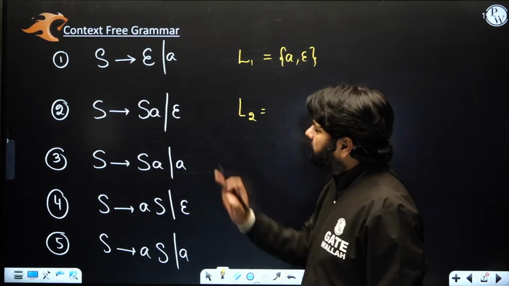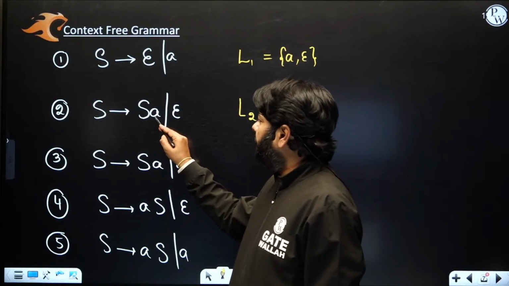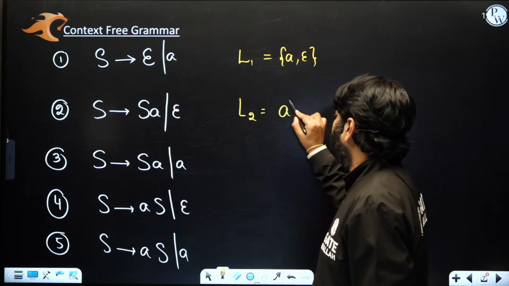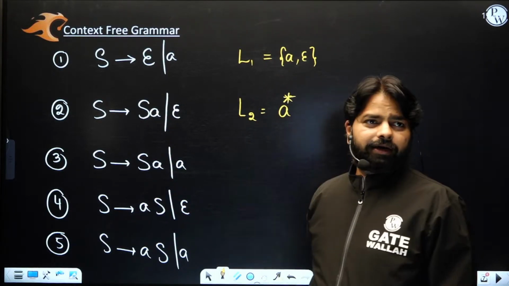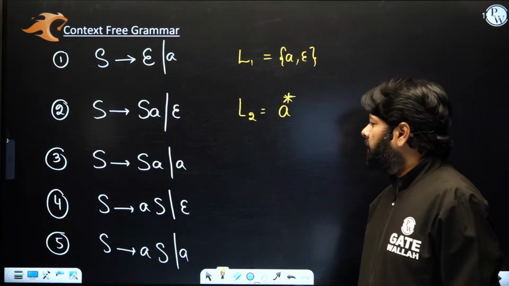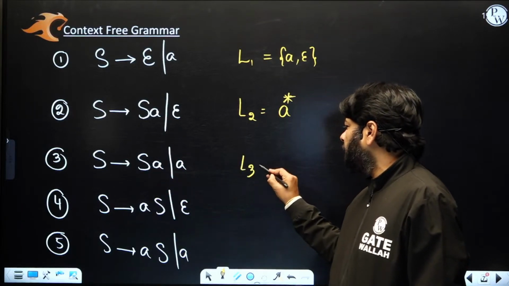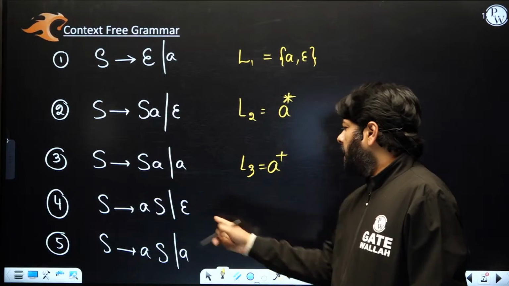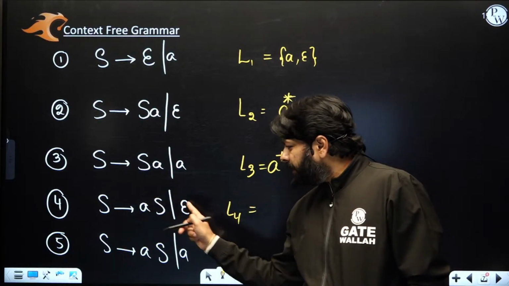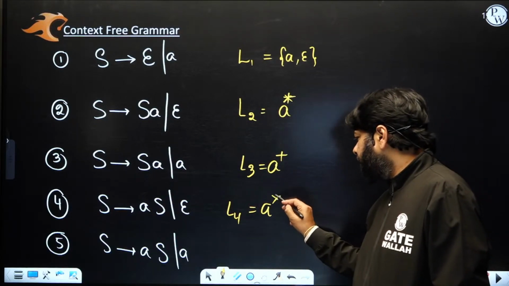What is the language generated by this one? If you have remembered that recursion concept, S is going to repeat A and epsilon is going to stop it. So epsilon followed by A star is nothing but A star. We know that. Correct? And what about this one? That A comes before A star. So this L3 is equal to A plus. And the fourth grammar, let's say L4, A is repeated and epsilon comes after, so that's going to be A star.